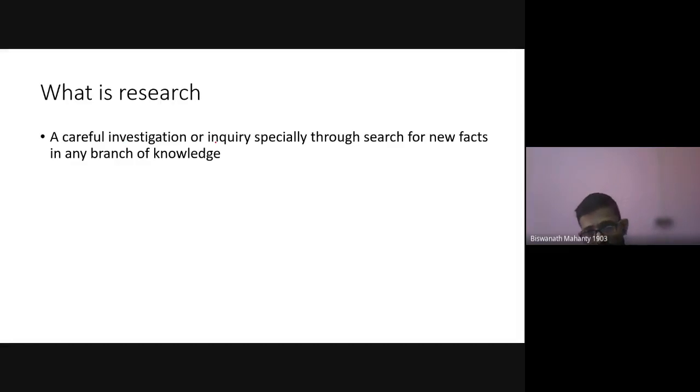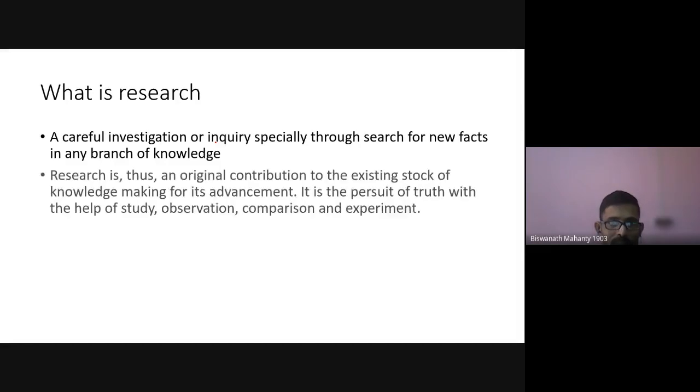When I'm giving you these points, please try to remember. You need not memorize those sentences. You need not memorize word by word. Nothing like that. Only understanding point of view. I am giving some points so that it looks more legible, you can follow. Research is thus an original contribution.